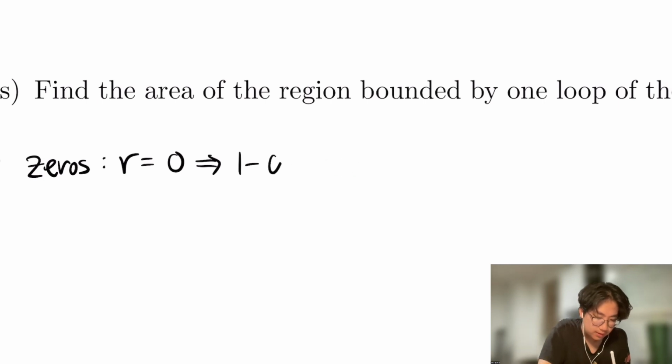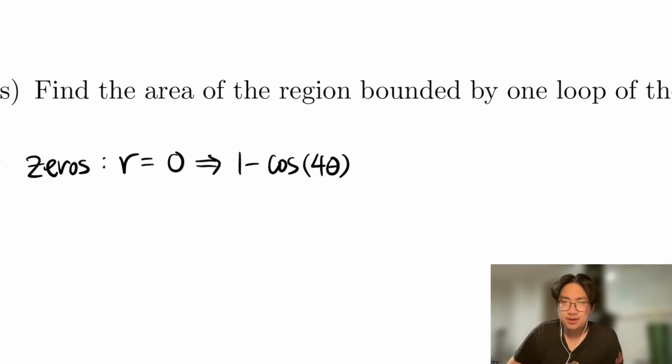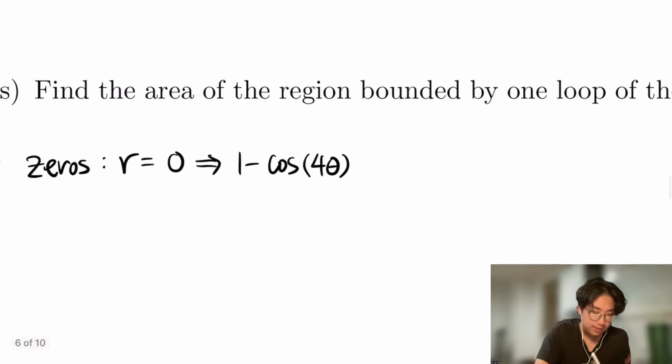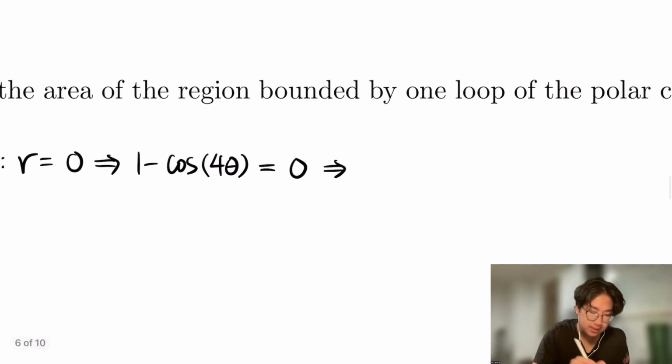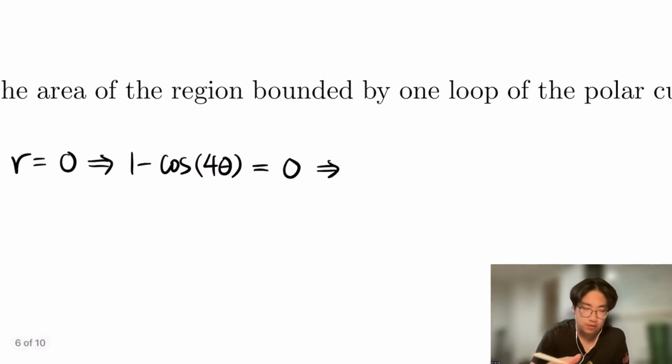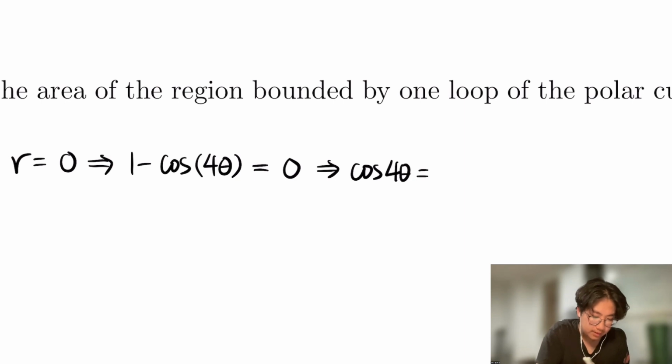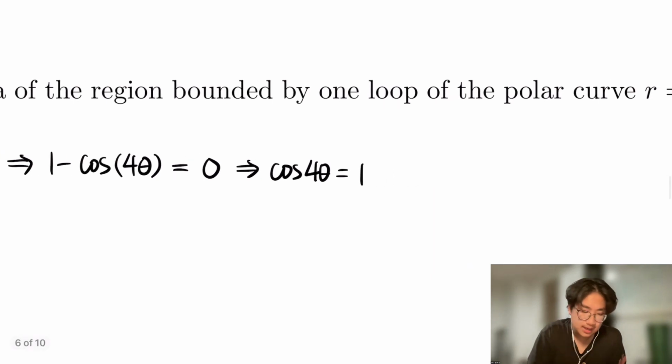Or sorry, not 4 cos theta, sorry, cos of 4 theta. If I did say 4 cos theta previously, I hope I didn't. It is cos of 4 theta. And we know this is again equal to 0. And now we can solve. So we can add cos of 4 theta to both sides. You get cos of 4 theta is equal to 1. Again, you don't need brackets here because it's unambiguous.